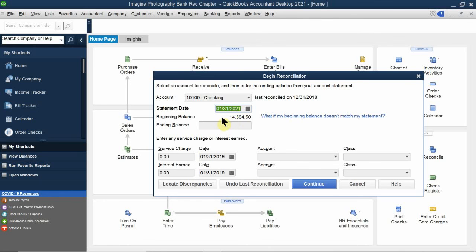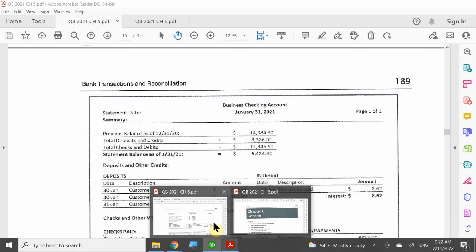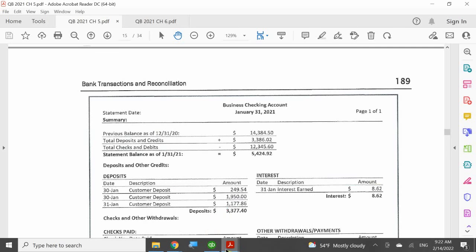So now that we ensure that our beginning balance matches on my end and the bank statements, in this case, what should be my ending balance? This is where you have to type it in, because your ending balance in your check register from Intuit is going to be 100% different than the one that you have on your bank statement.